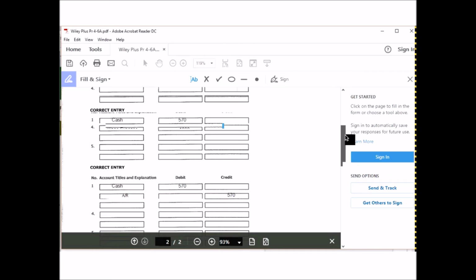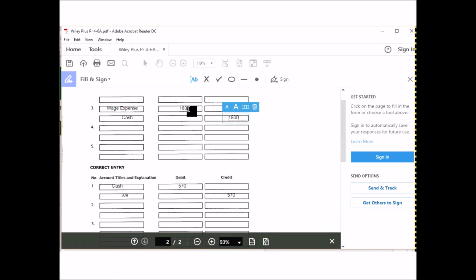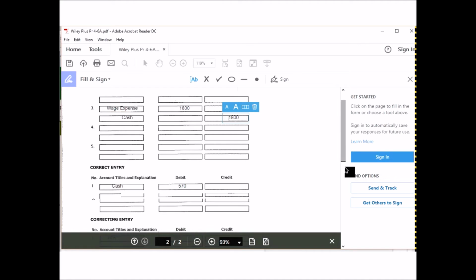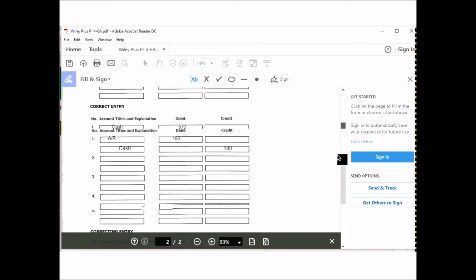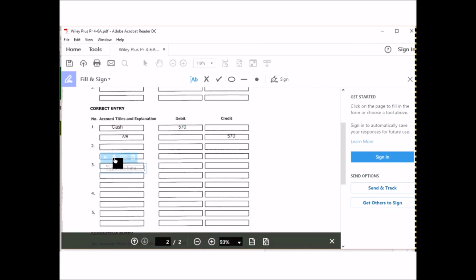Now I come down to the correct entry. What should it have been? The wage expense of $1,800 appears to say that my workers did all of the work this month or this year. The $1,800 that they were paid all occurred right in this month. But that's not the case, because it tells us in the problem that $700 of that work came from last year's or last month's wages payable. So that means only $1,100 really came from this month.